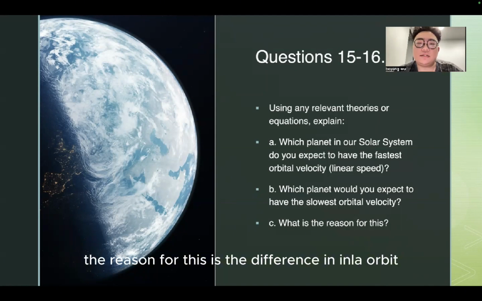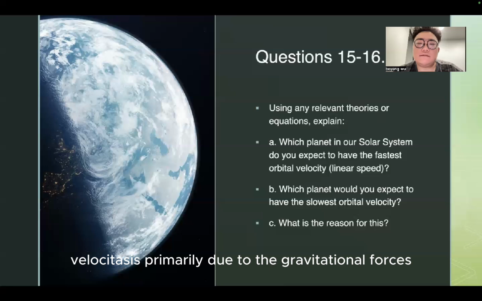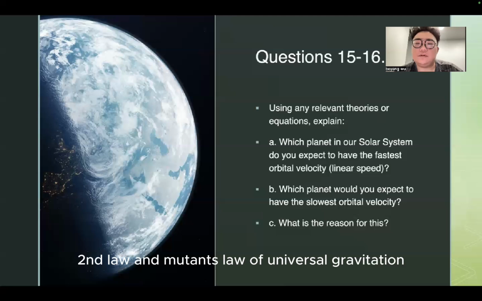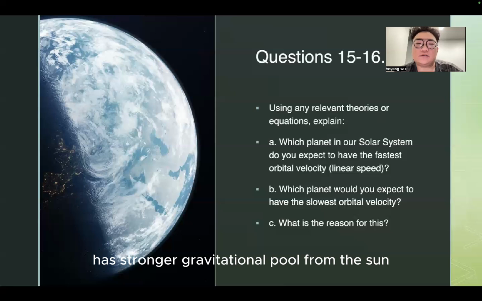The reason for this is that the difference in orbital velocities is primarily due to the gravitational force exerted by the Sun on the planets, combined with Kepler's second law and Newton's law of universal gravitation. So, in summary, closer planets like Mercury have a stronger gravitational pull from the Sun and require a faster orbital velocity to remain in orbit. Farther planets like Neptune have a weaker gravitational pull and thus move at a slower orbital velocity.